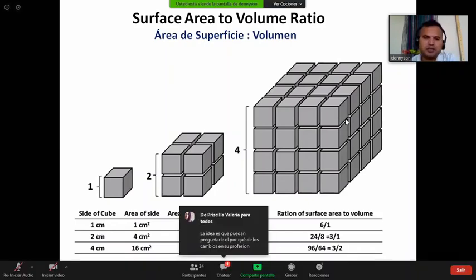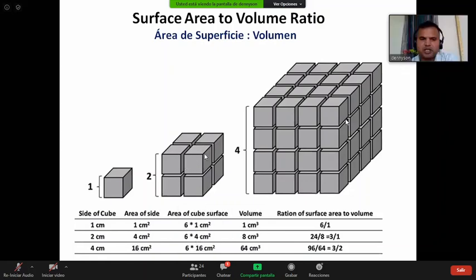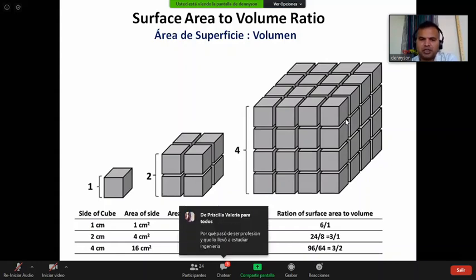Coming back to this, if you take a cube of 2 centimeter size, the area of one side is 2 into 2, 4 centimeter square. Area of the cube is 6 into 4. That is 24 centimeter square. And if you calculate the volume, it is 8 centimeters cube. 2 into 2 into 2, 8.